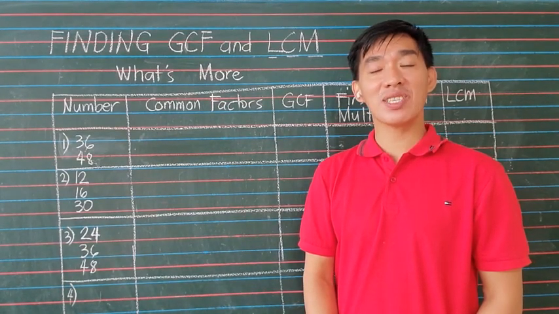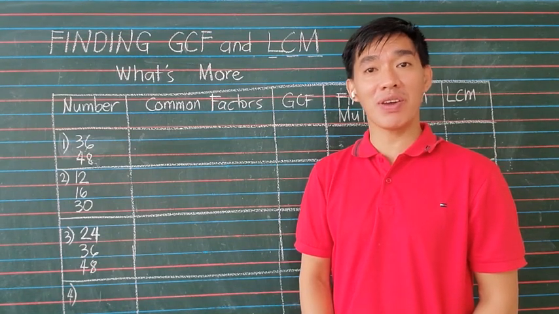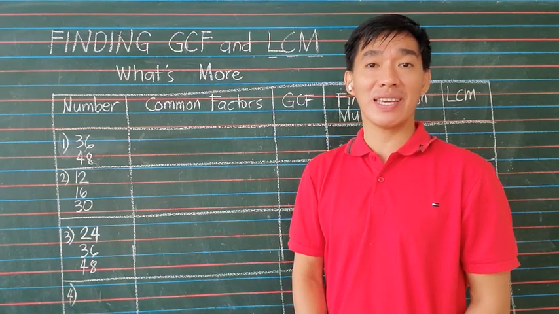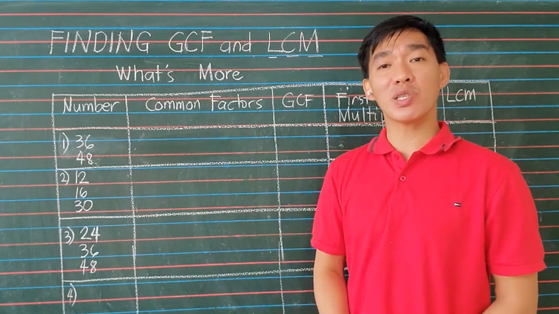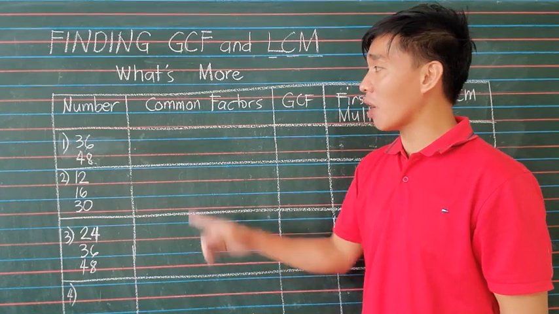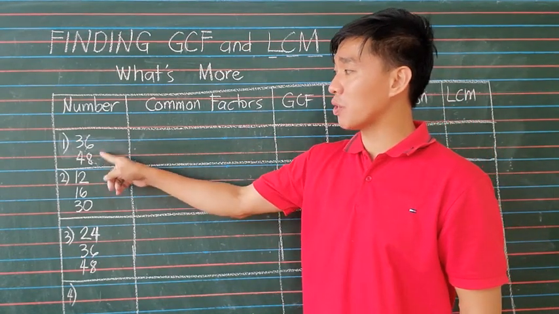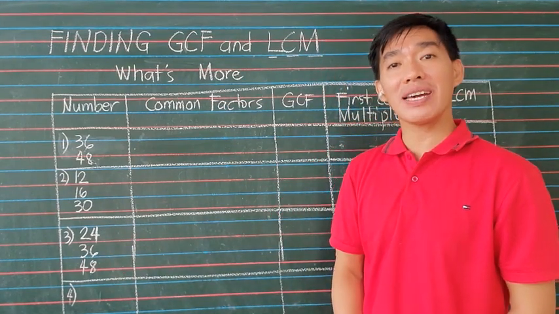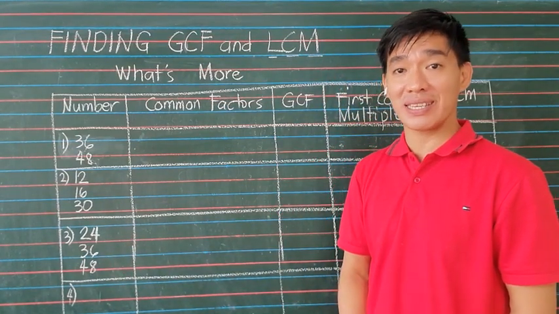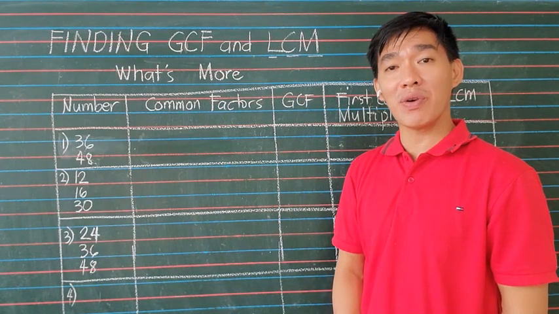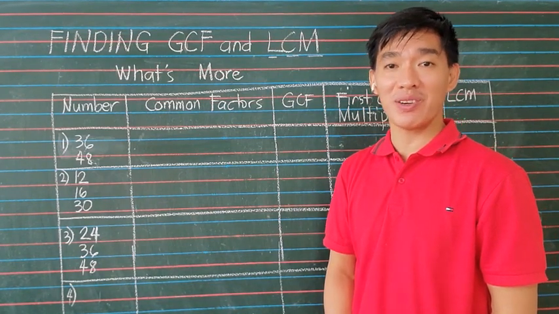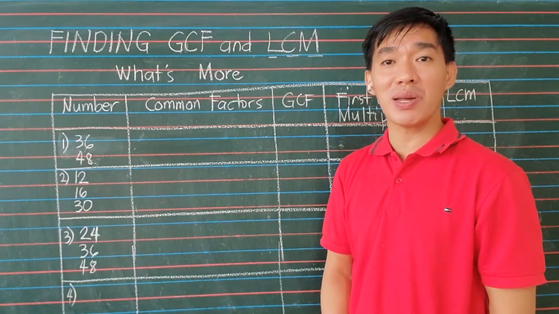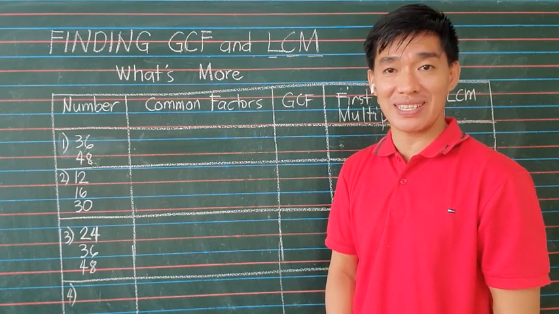Your next activity is on page number 7 of your module number 6, first quarter. That is the What's More. Here in What's More, you are asked to get the common factors of these 2 numbers, these 3 numbers, and these 3 numbers. I will give you items number 1, 2, and 3 as examples. Then the rest of the activity, you will do by yourself. Kindly channel your attention to page number 7 of your module number 6.